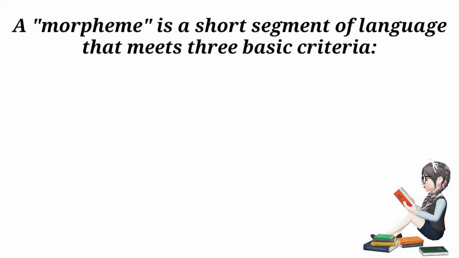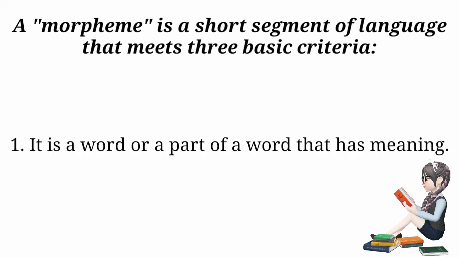Catch? Alright. Take note that a morpheme is a short segment of language that meets three basic criteria. The first one is, it is a word or a part of a word that has meaning. It says in the first criteria that a morpheme can be a word or just a part of a word that should have a meaning. Okay?